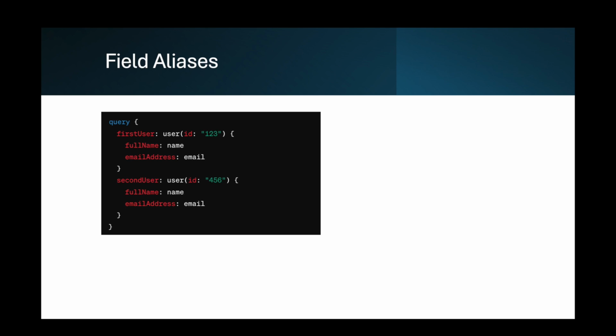If you look at this particular query, the name field is aliased as fullName and the email field is aliased as emailAddress for both the first user and the second user queries. That's on line number 3 and 4, we have fullName and emailAddress. For the second user, just below it, we are specifying the aliases.